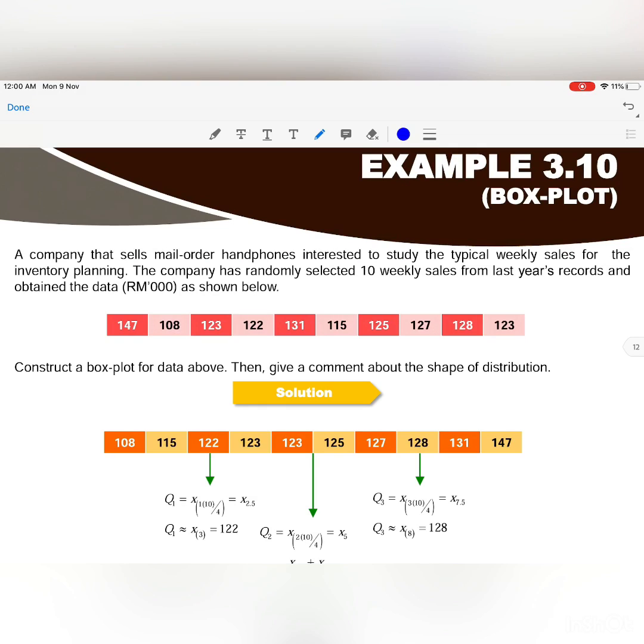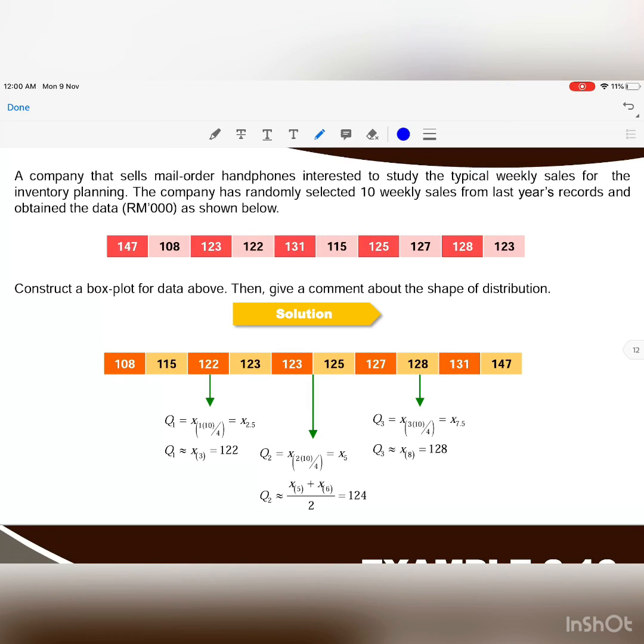Then we look at example 3.10, box plot. So we have this data. By looking at this data, the data is not arranged in order yet, so we need to arrange the data in order. Construct a box plot for the data above and give a comment about the shape of distribution. From the box plot, we also can know the shape of distribution, same as the stem and leaf plot.